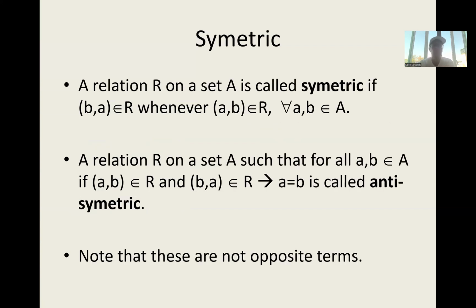A relation is called symmetric if (b, a) is a member of R whenever (a, b) is a member of R. And a relation R on a set A such that for all a, b in A, (a, b) is a member of R and (b, a) is a member of R implies that a is equal to b is called antisymmetric. And note that symmetric and antisymmetric are not opposite terms here.